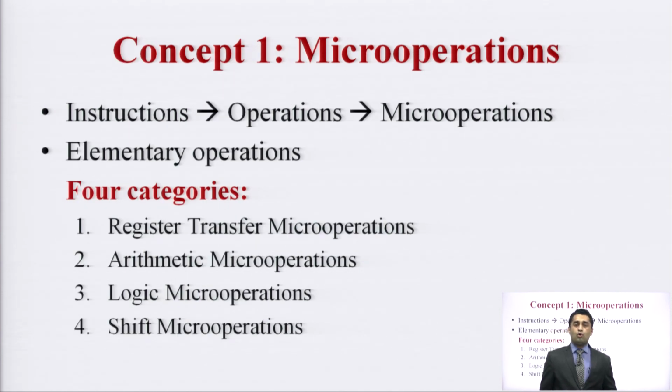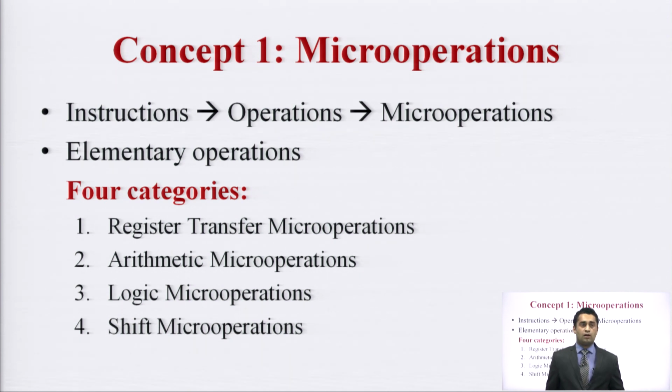If I want to study the ALU, then we need to study three prerequisite concepts. The first concept is what a micro operation is. As I said, I generally give the instruction to the CPU, and then the CPU divides our instructions into operations and then micro operations, which are the elementary part. And these micro operations are of four types.